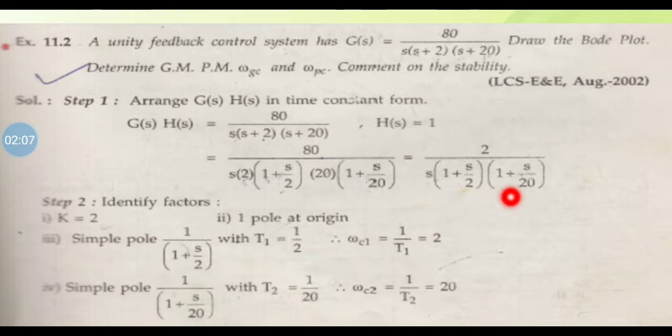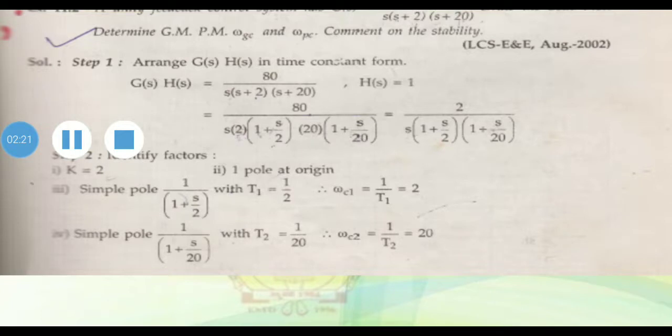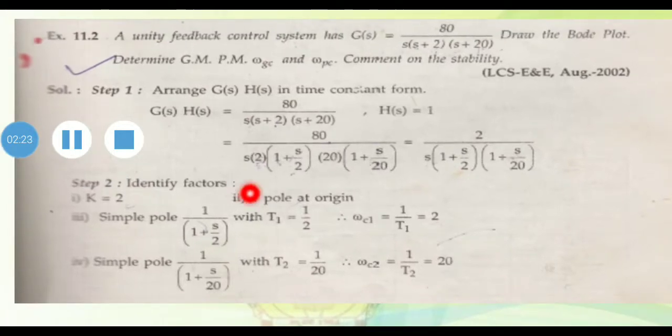Then there is one more factor, 1 + s/20. Next, due to this factor, there is a simple pole of 1 divided by 1 + s/20, with T2 equal to 1/20. Due to that, omega C2 is 1 by T2, which is 20.